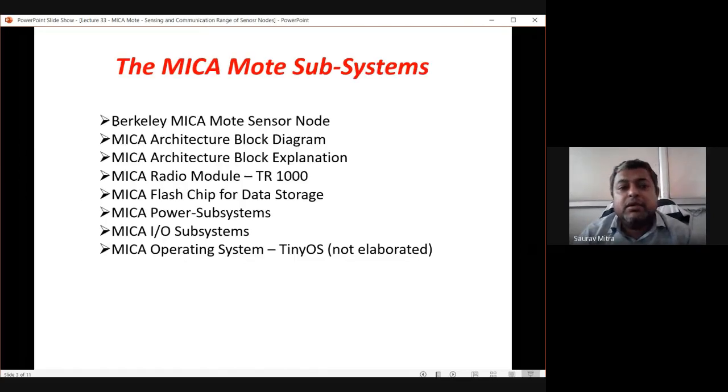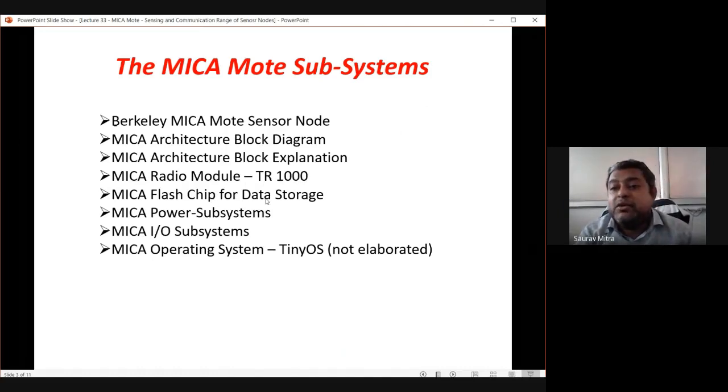So these are the internal blocks of the Mote architecture. A block diagram of a sensor node was shown to you. Today you are going to see exactly the same block diagram, but with the names of all the components used there. Yesterday I said microcontroller. Today I am going to give a specific name. Yesterday I said there was a transceiver module. In the transceiver module, what is used is TR1000. So TR1000 is the transceiver module that is used in the MICA Mote.